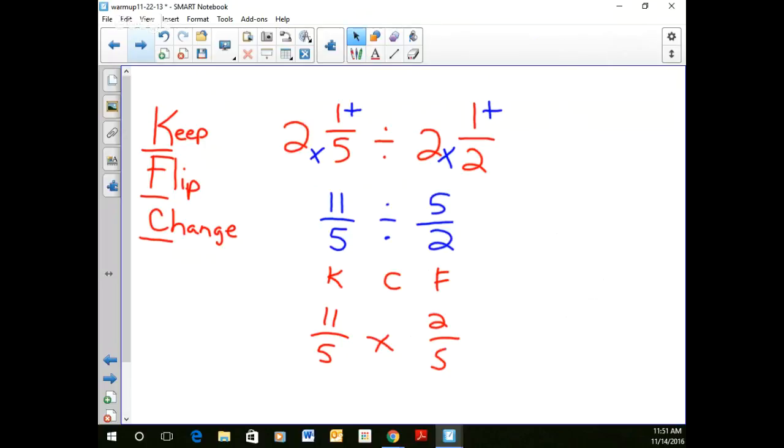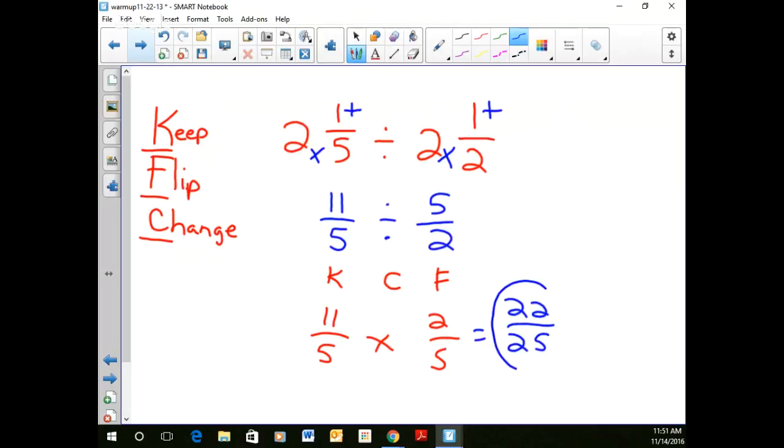Once we've done this, let me see if we can cross simplify. 2/5 cannot, 5/11 cannot. So we must go ahead and multiply our numerators. 11 times 2 is 22, and 5 times 5 is 25. This is a proper fraction. So this fraction cannot be simplified. So it is our final answer. 22/25 is our answer.